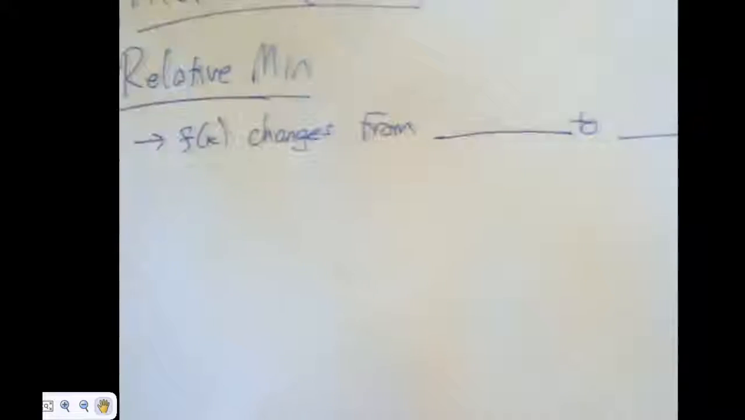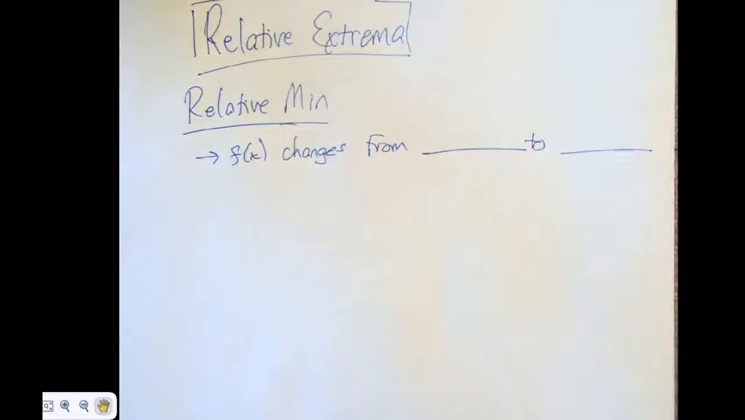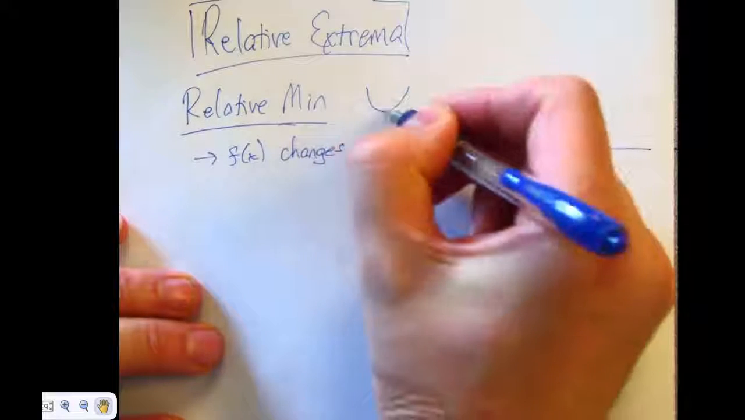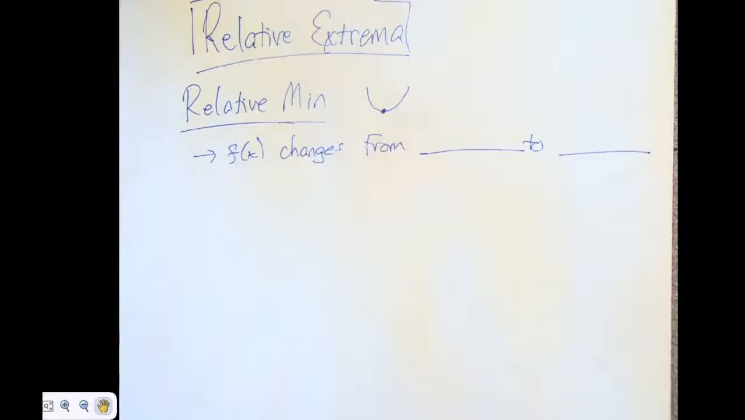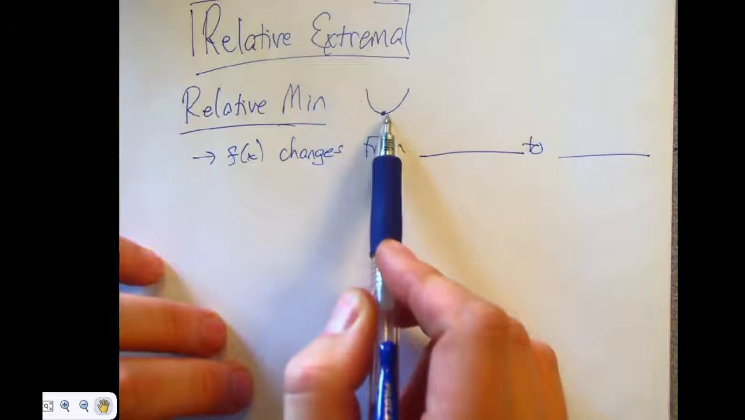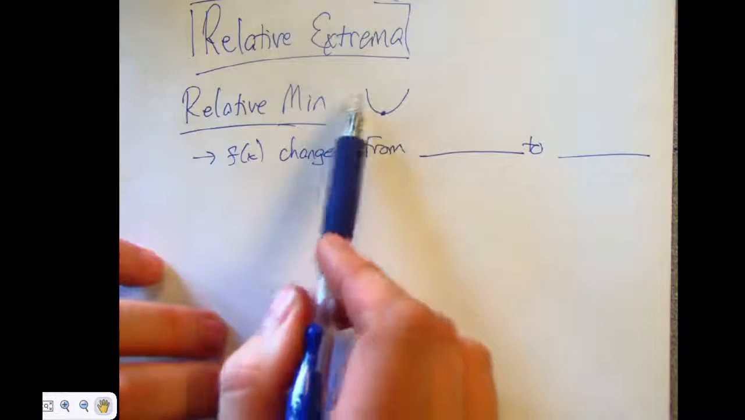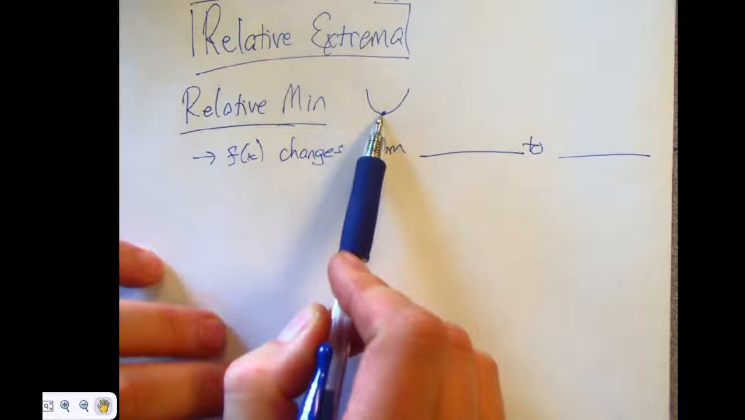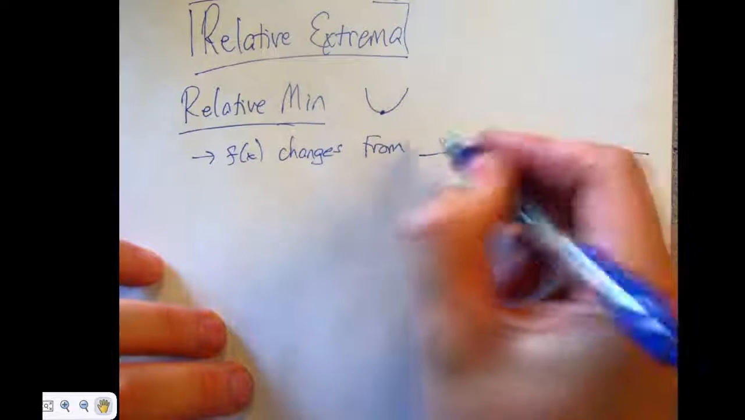So if I have a min, it's like the bottom of a hill, right? So you're going to have this point down there as a minimum, as a relative min. It's smaller than everything around it. So on either side, like you're at the bottom of a hill, f of x over here compared to over here, what was the change? We changed from f of x decreasing to increasing.